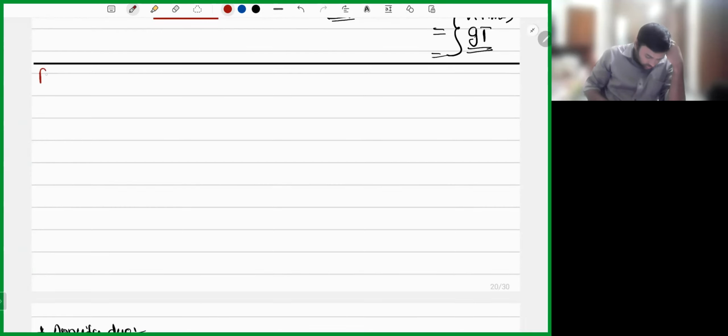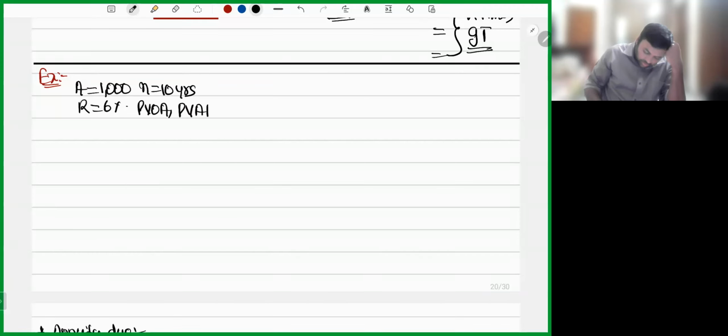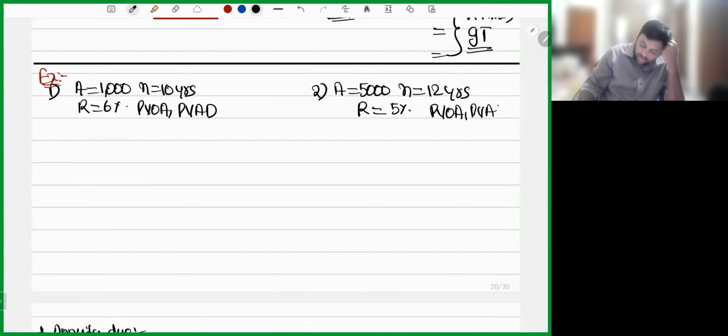Example. A is given as 1,000. Time period is given as 10 years. Rate of interest is given as 6%. I want you to calculate present value of ordinary annuity and present value of annuity due. This is the first example. Next, the second example. A is equal to 5,000. N is equal to 12 years. Rate of interest is given as 5%. I want you to calculate present value of ordinary annuity and present value of annuity due.